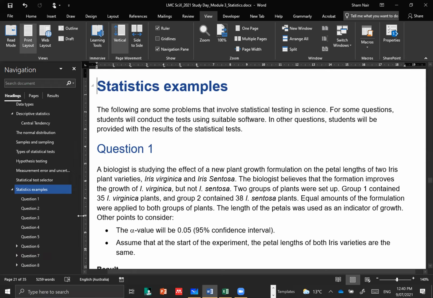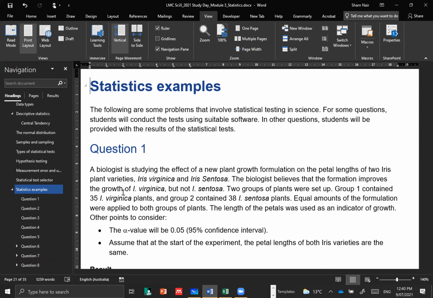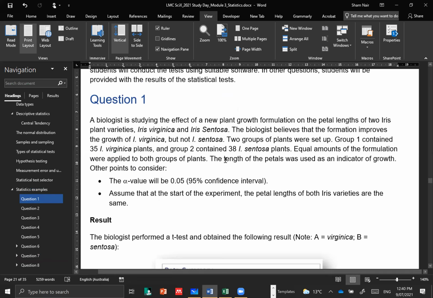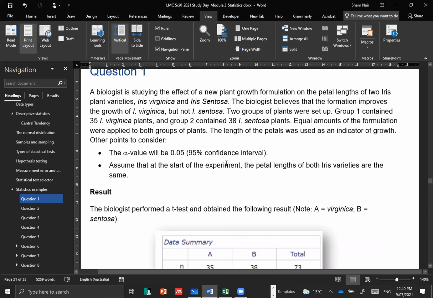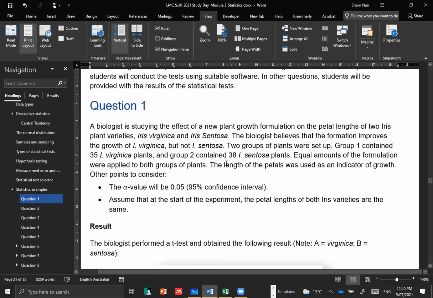Okay, so for the rest of this document, I've got a bunch of questions. They look at different types of research scenarios, and you can do this test yourself, okay? So for example, here, a biologist is studying the effect of a new plant formulation on the petal lengths of these two iris plants, okay?